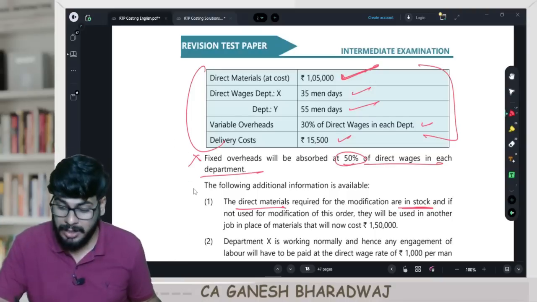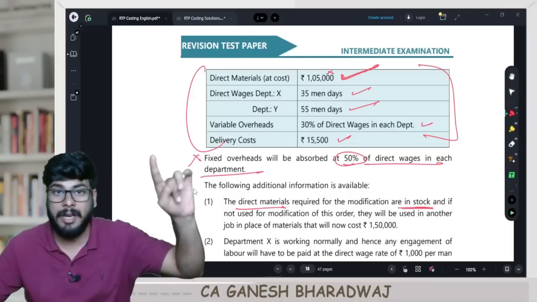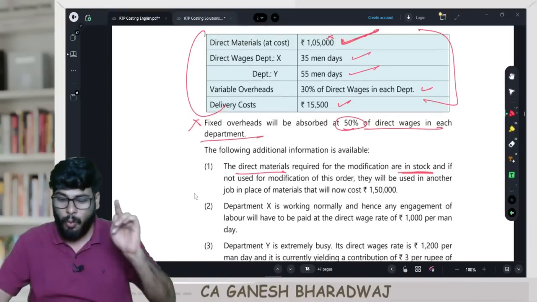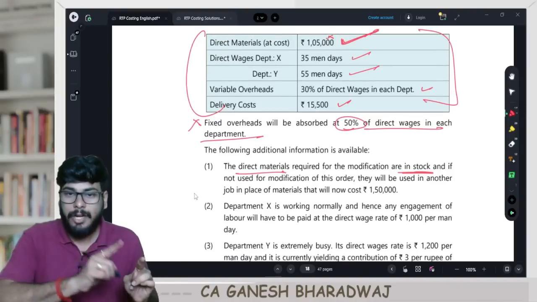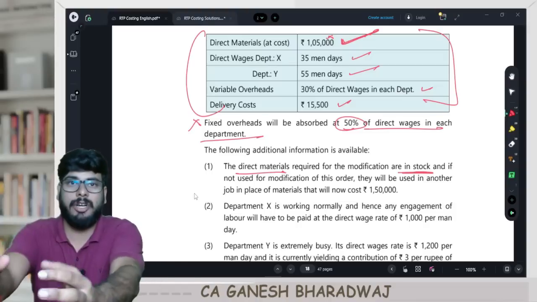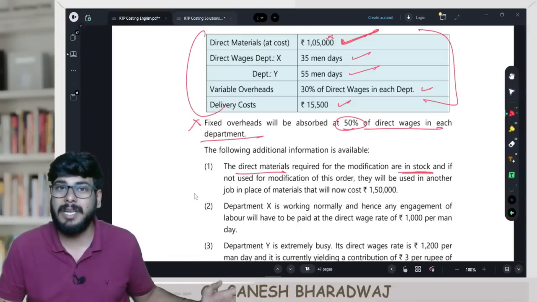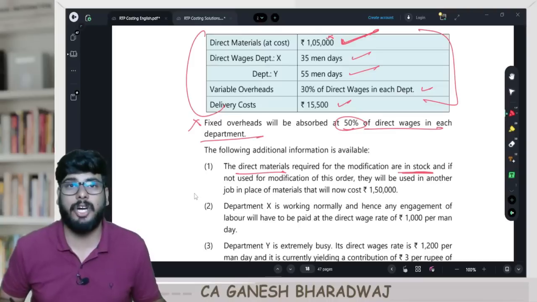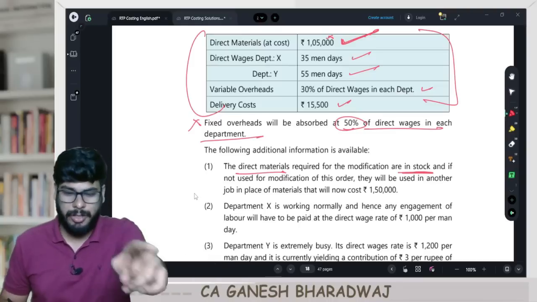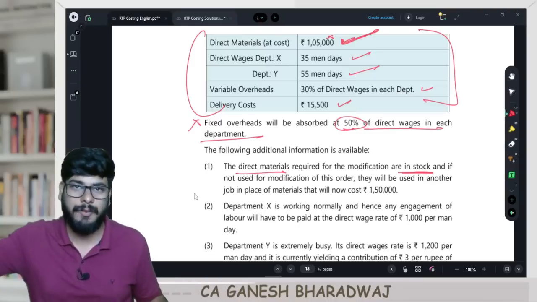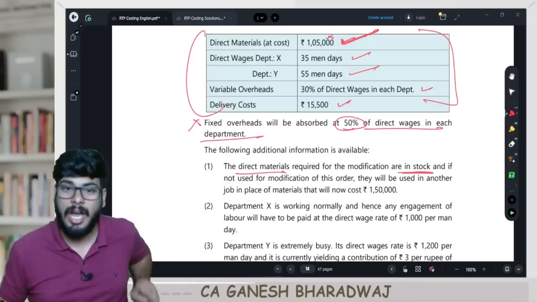It's a sunk cost. It is irrelevant for decision making. But now read it further. What they are saying is, if I don't use this for this particular modification for the new customer, the same material will be used for another job, correct? So if I don't use it now, the same material could have been used for another job. But what am I doing? I am using it.